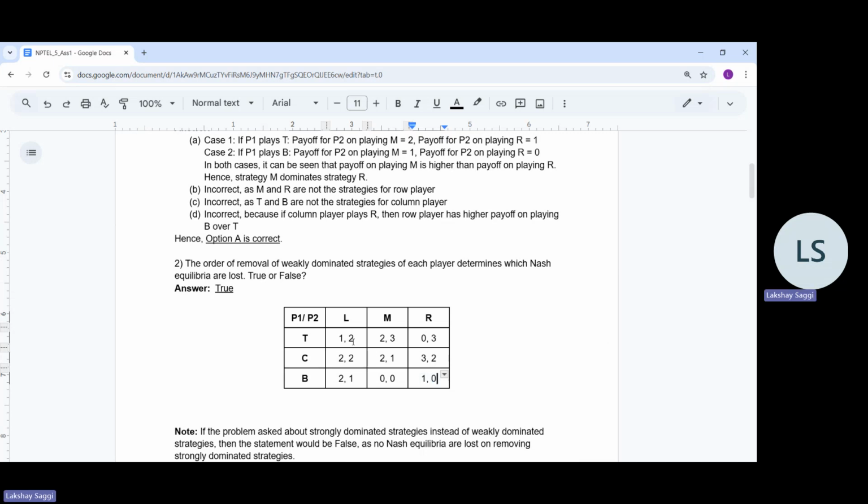So suppose this is the payoff matrix given to us, and now we are claiming that in this matrix, the order of removal of weakly dominated strategies gives us different Nash equilibria. Okay, and in this example, what can we say? First, let's identify whether there are any weakly dominated strategies here.